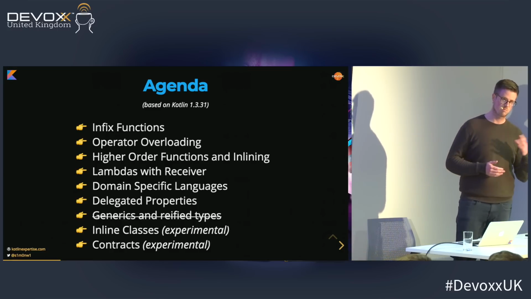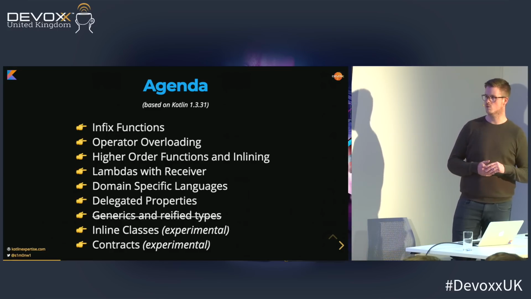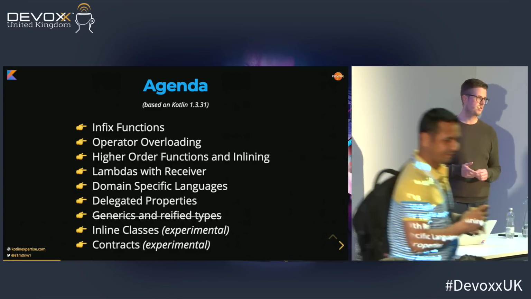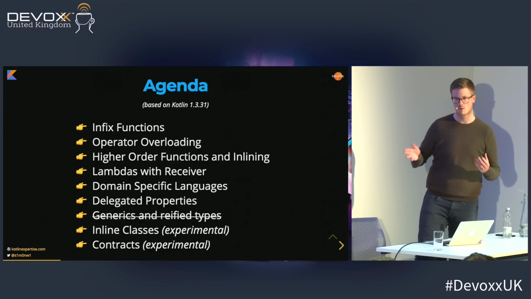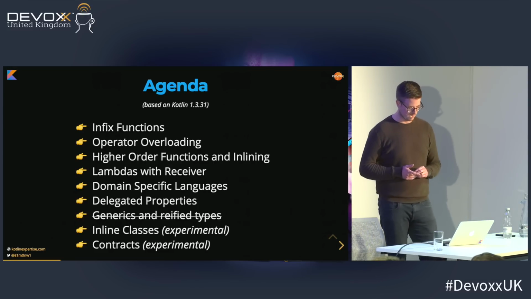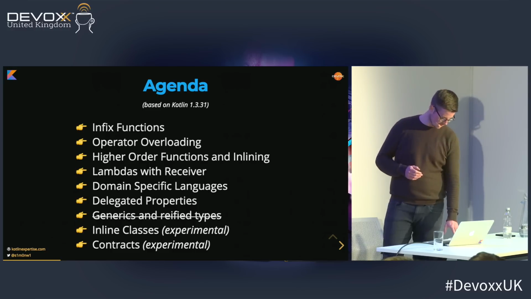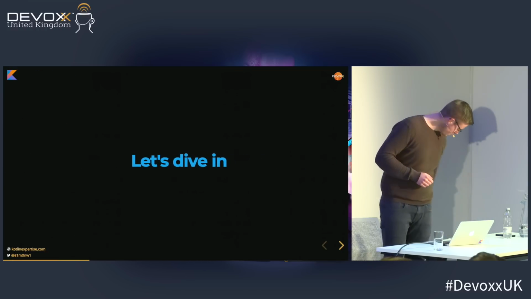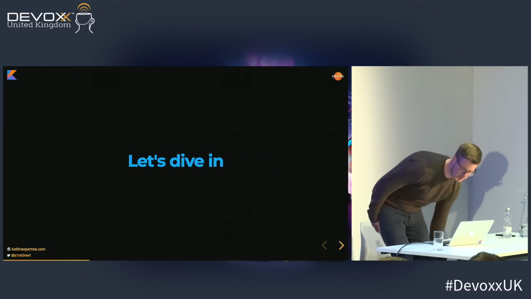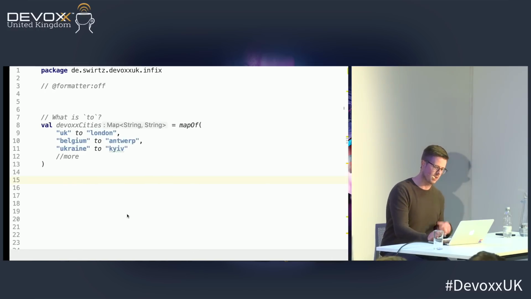And then we're going to talk a bit about delegated properties. I had to drop generics because it's a huge topic, a very tricky topic, and doesn't really fit into this talk today, which is a shame. But what I added is 2 experimental features, which is inline classes and contracts. Okay, so let's dive right in. I'm going to sit down because I have a lot of code to show today.